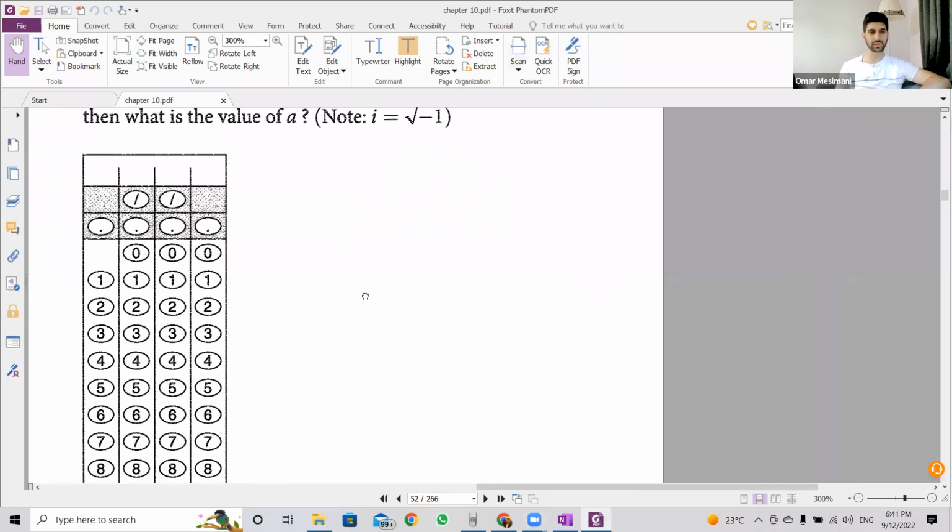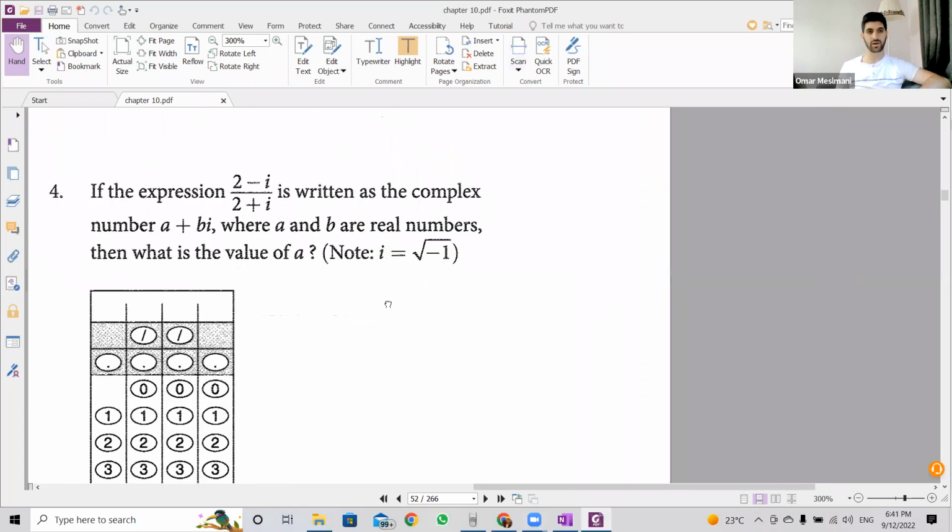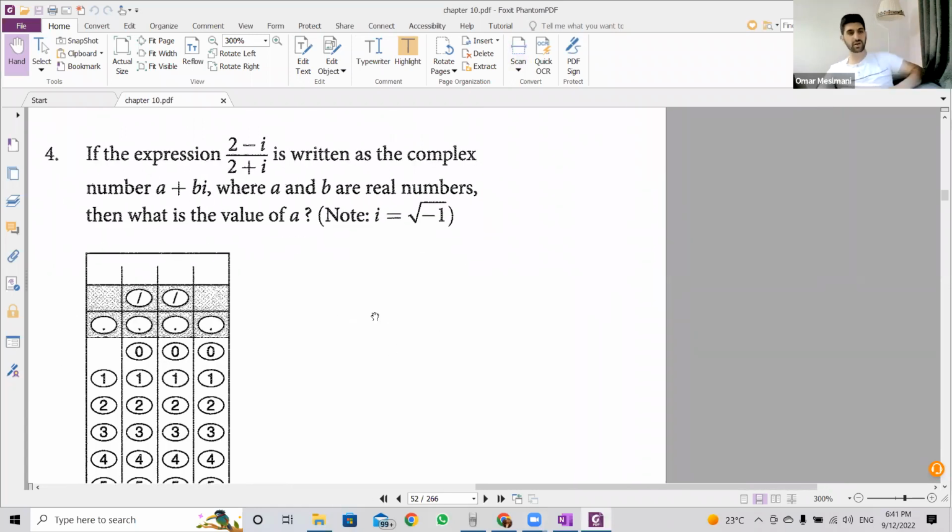The last one is question 4. Same as I explained. We have 2 minus i over 2 plus i, and we're looking for the value of a. Try to solve it as we did in our examples. Find a plus bi and just give me the a value. We'll have fun.